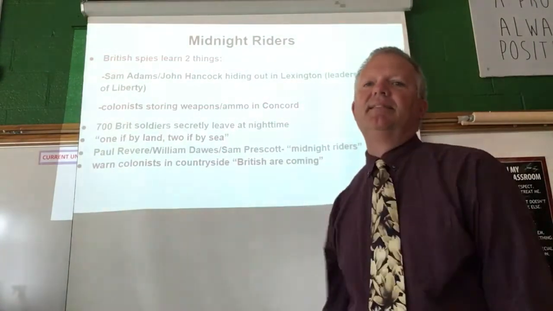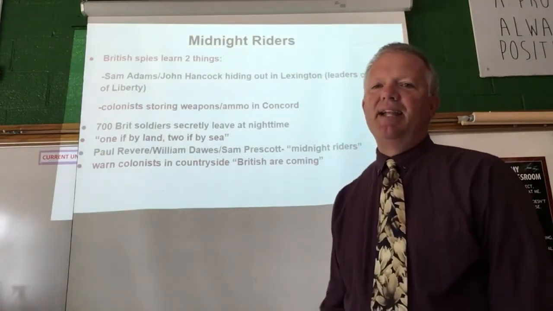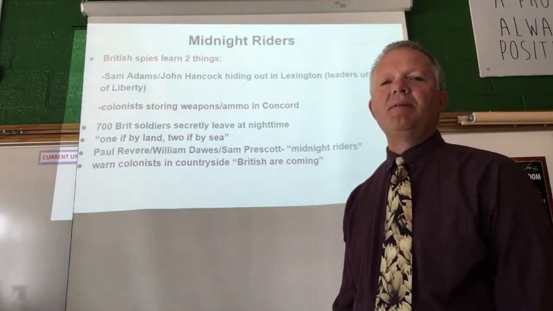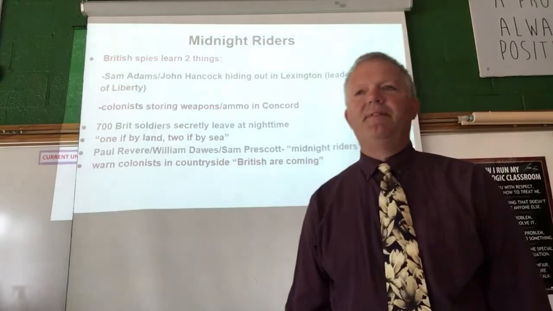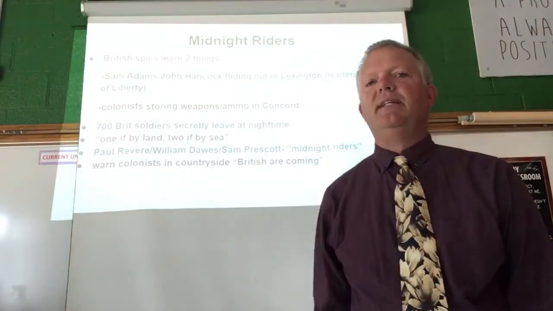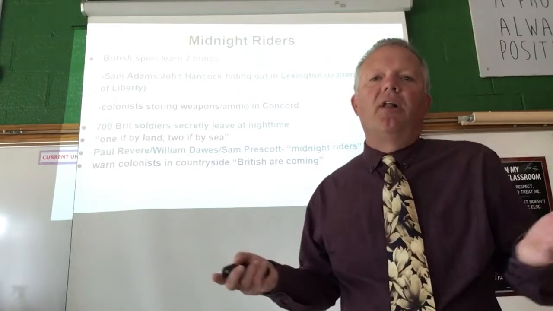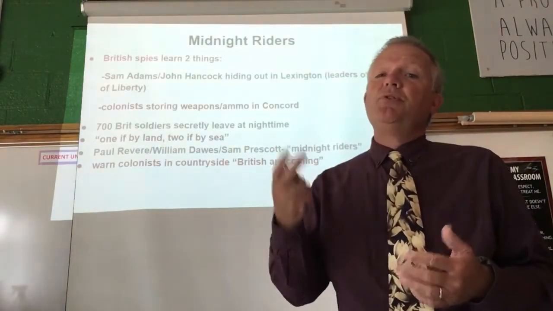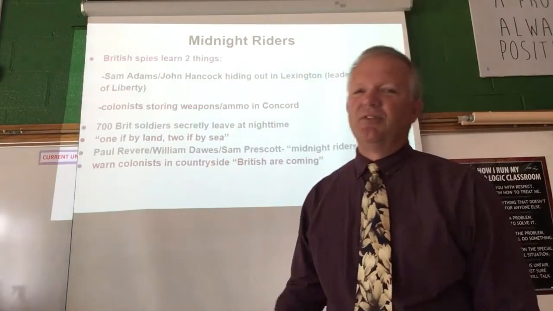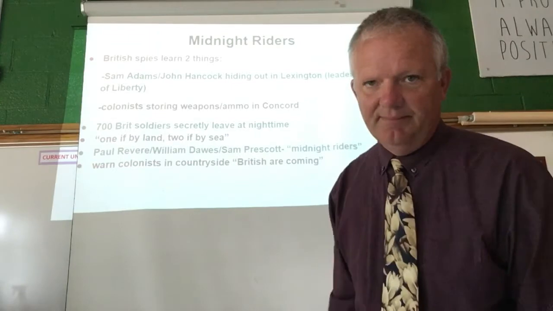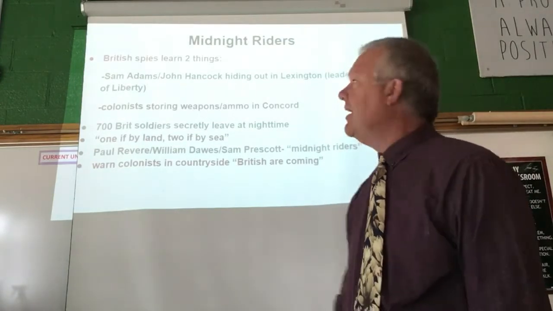The colonists, they had a plan. They knew that the British might be doing something like this, so they came up with a plan where if the British were going to be marching by land, they would put one lantern in the Old North Church. It was the tallest building in Boston. If they were going by boat, you put two lanterns in there. There's a famous poem, one if by land, two if by sea, and it's a long poem. I'll tell you about it later.